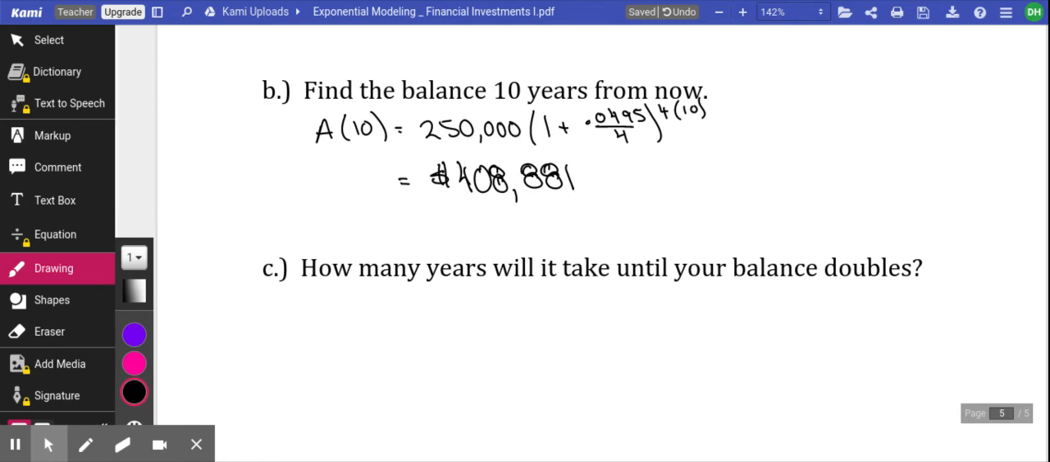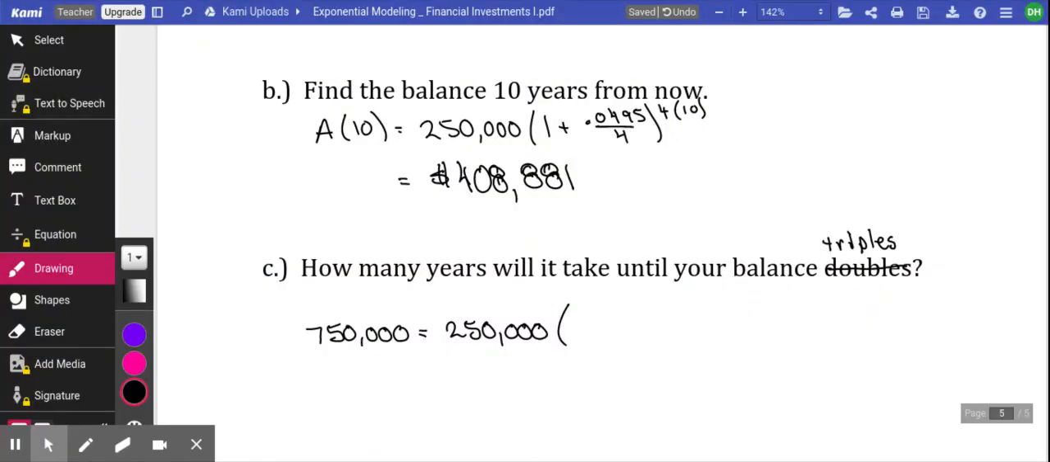Now, how many years would it take before your balance doubles? In fact, let's get a little crazier. I'm going to edit this one on the fly. Let's cross off doubles. Let's say triples. How long before my investment triples, huh? So we started with 250,000. Tripling that would be 750,000, and I'm going to substitute that for A of t. In other words, we want to set the function equal to 750,000.